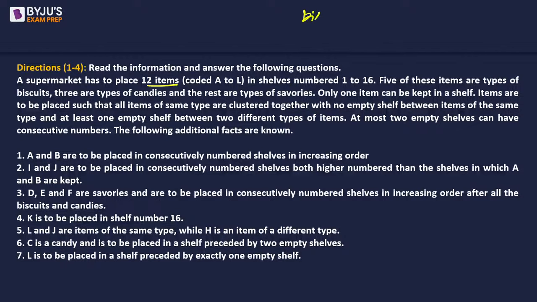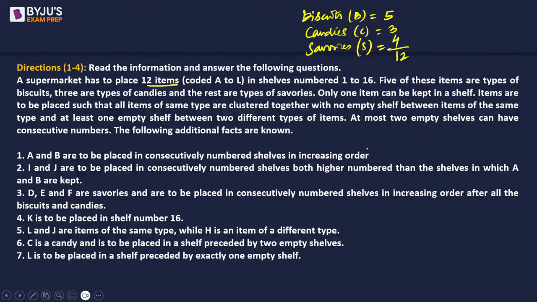If you talk about biscuits, we're going to use the letter B for that. There are 5 of them, right? There are 3 types of candies. For candies, we are going to use C, and this is going to be 3. And the rest are savories. So for savories, we will use the letter S. The total we need is 12, so the remaining 4 are going to be savories.